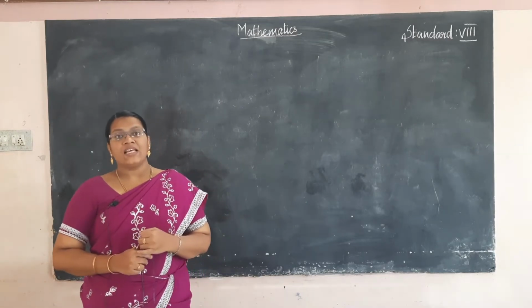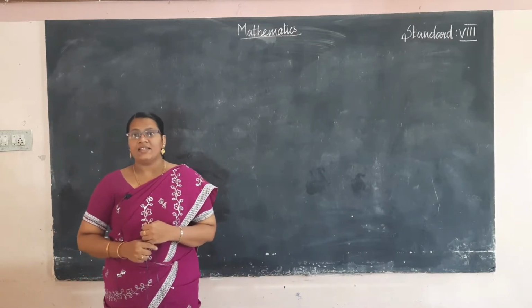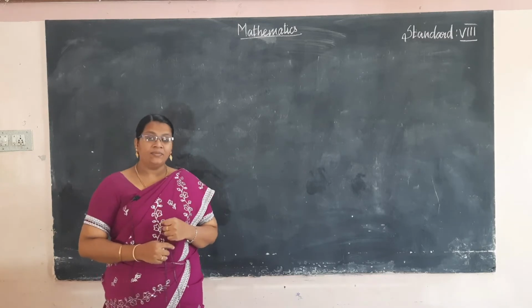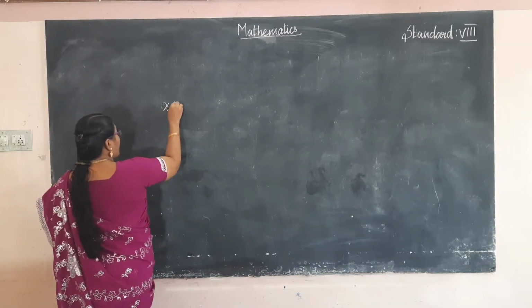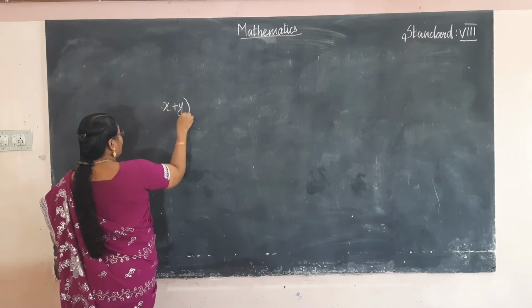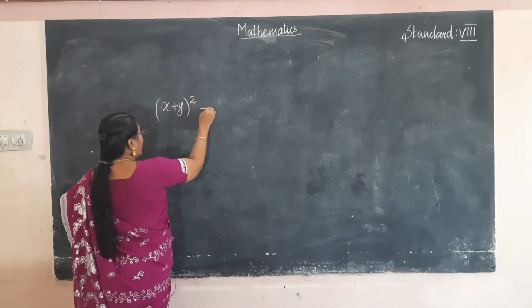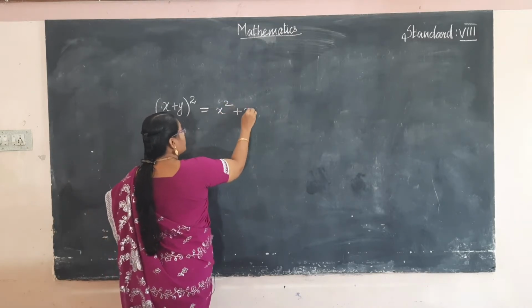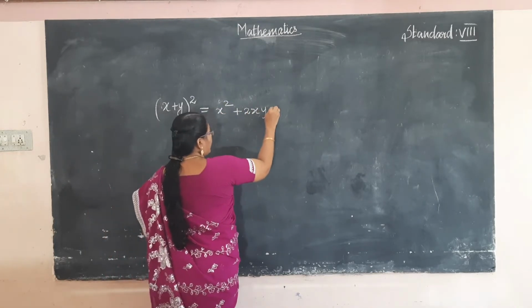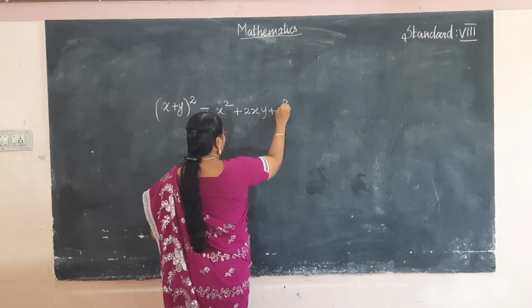In the previous class we have learned about the identities. What are the identities we have learned? Three identities we have learned. The first one is x plus y the whole squared is equal to x squared plus 2xy plus y squared.